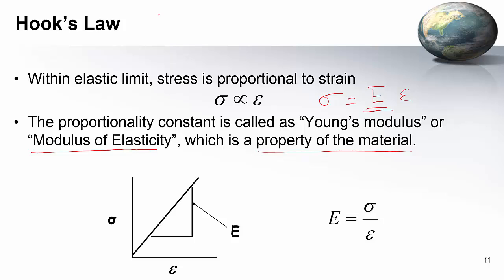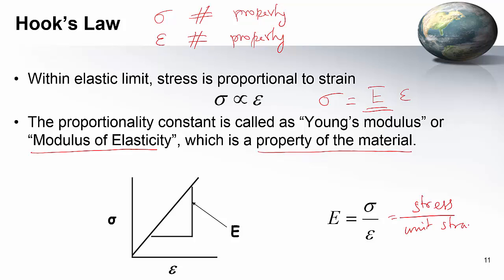This is important. The stress is not a property. Why? Because stress is the force I am applying on a biological material. It's not a characteristic of a material. The strain, even though it depends on the stress, is the reaction of the biological material to an applied stress, and it's still not a property because it depends on how much force I applied. But the stress per unit strain, how much stress is required to create a certain amount of unit deformation, is a property.